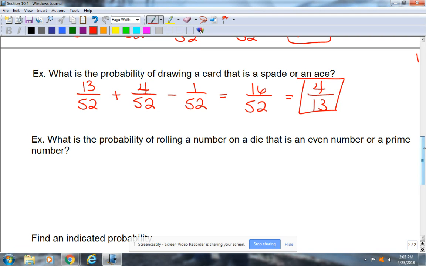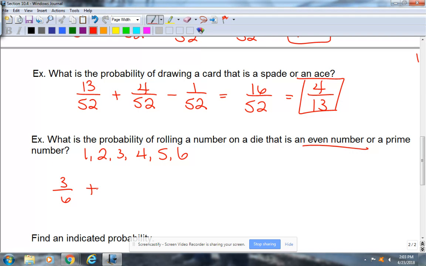All right, so if I'm rolling a die, what's the probability that I roll an even number or a prime number? So here's our numbers on a die. Let me write it down here. 1, 2, 3, 4, 5, or 6. We'll do them in order. Even number first. How many even numbers are on a die? 3. 2, 4, 6, right? So 3 out of 6 are even.